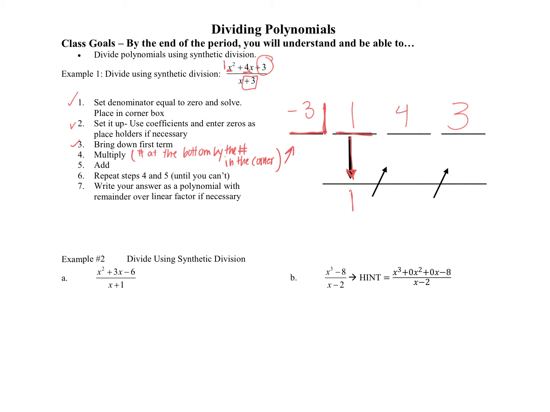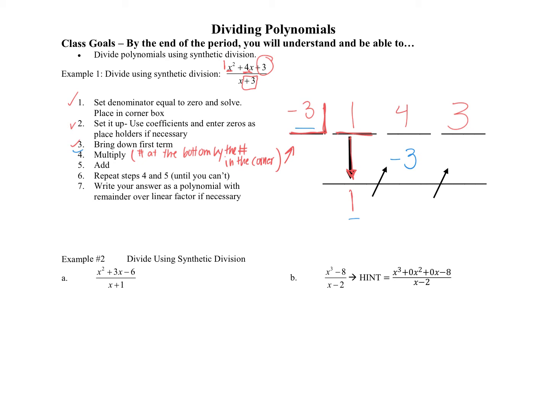Okay, so this is your number in your corner. So what we are going to multiply here is -3 times 1. Okay, and whatever I get, so let's say -3 times 1 is -3, whatever I get comes up into this middle section. Okay, so that would be step 4, because I multiplied and I brought it to the middle section.